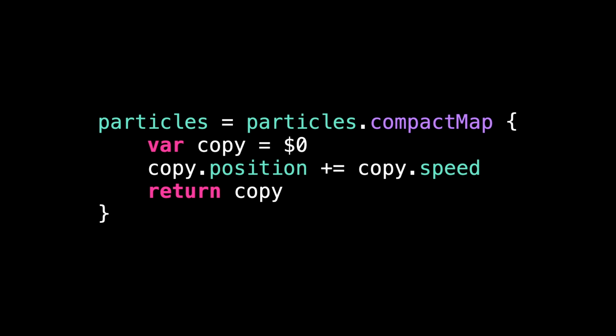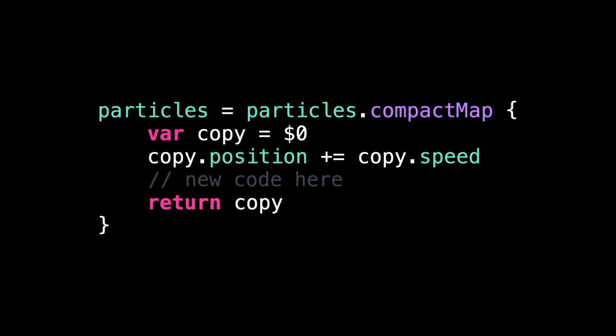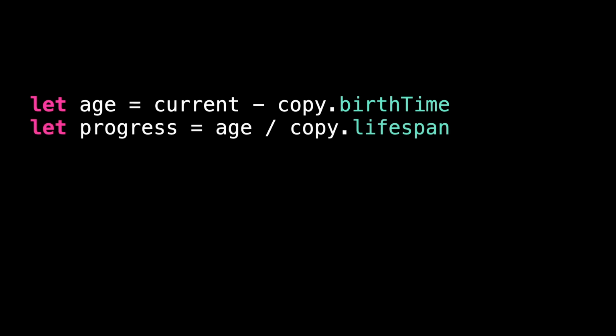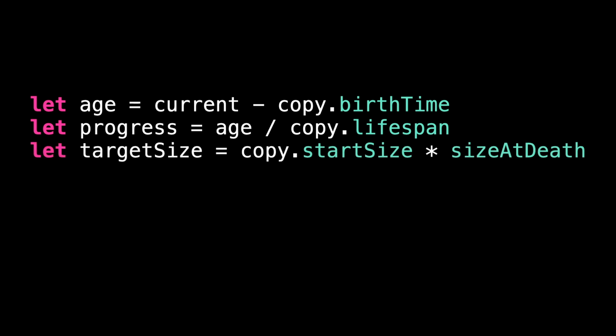This is our current code. We need to put some new code here to calculate each particle's current size over time. This means we first need to see how old the particle is, which means subtracting its birth time from the current time. We can then see how far the particle is through its life by dividing its age by its lifespan, giving us a value from 0, just born, to 1, dead. We can calculate the particle's end size by multiplying its start size by size at death.